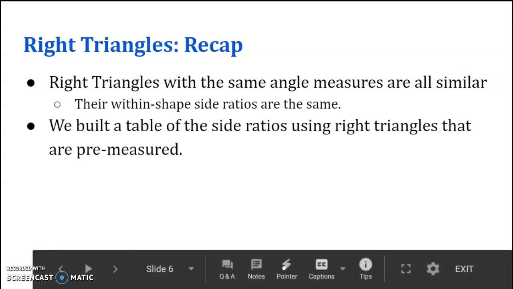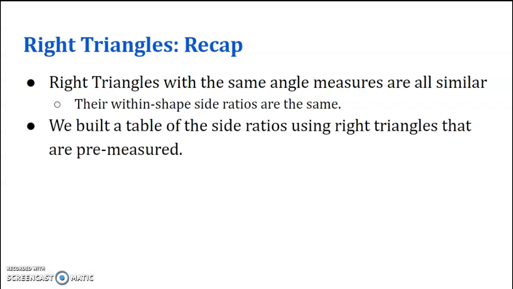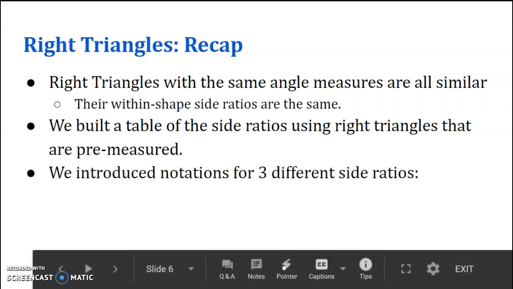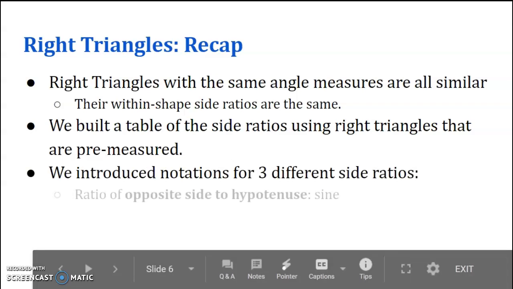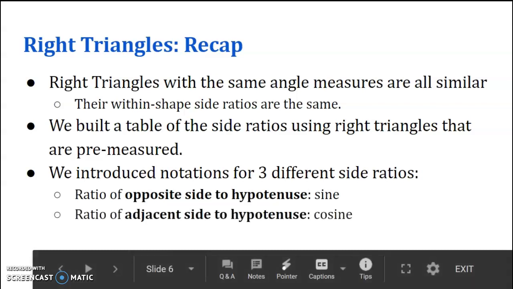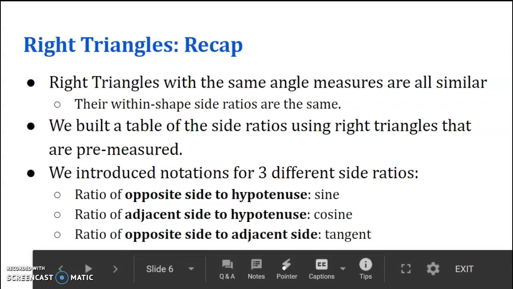We built a table for the side ratios using right triangles that are pre-measured. So we did the 10, 20, 30, 40, 50, 60, 70, 80 degree triangles. And then we introduced notation for 3 different side ratios. The ratio of opposite side to hypotenuse is sine, the ratio of adjacent side to hypotenuse was cosine, and finally the ratio of opposite side to adjacent side was tangent.